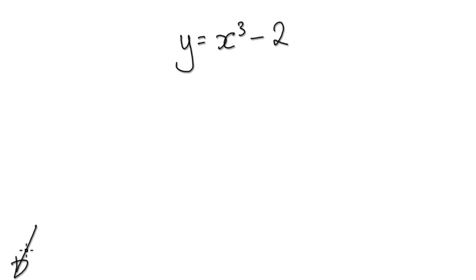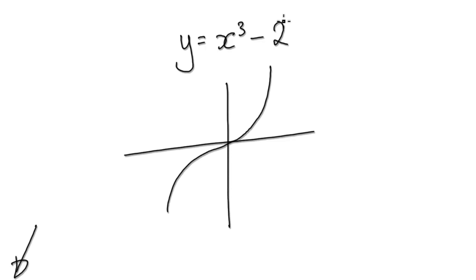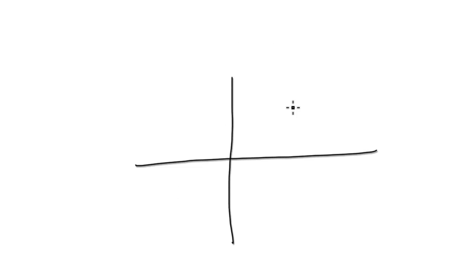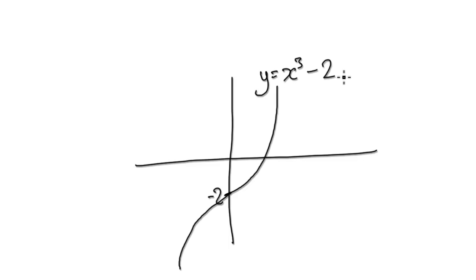So press pause and have a go. Okay, so to do this, x to the power of 3 looks like this. Minus 2, you would drag everything down by 2, so it's going to look something like this. So when you come to do it, it will look something like this. Label this as -2, and then it will look something like this. So this is your final answer: x to the power of 3 minus 2.